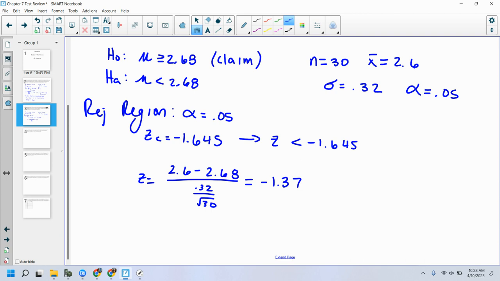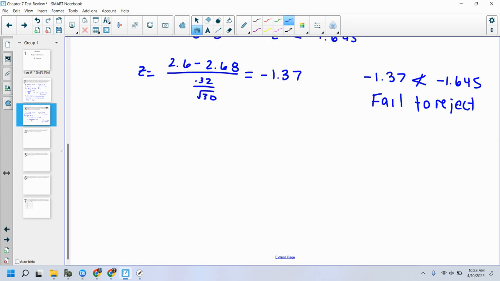Okay. Can I reject? No. Negative 1.37 is not less than negative 1.645. Right? So this is our choice. We fail to reject the claim. Right. And now how do we make that statement in the end?